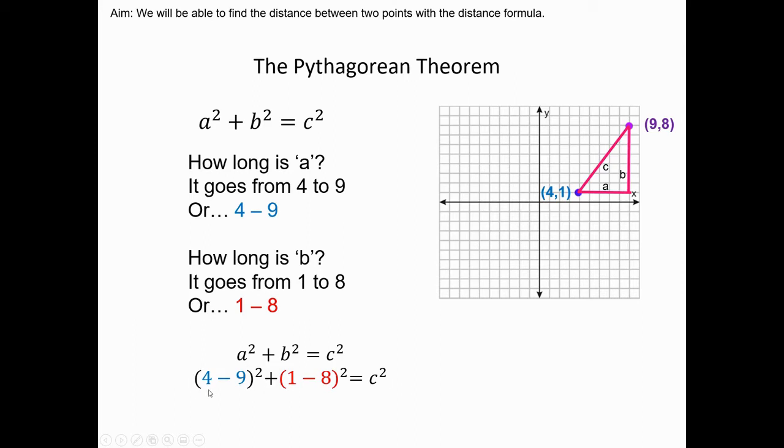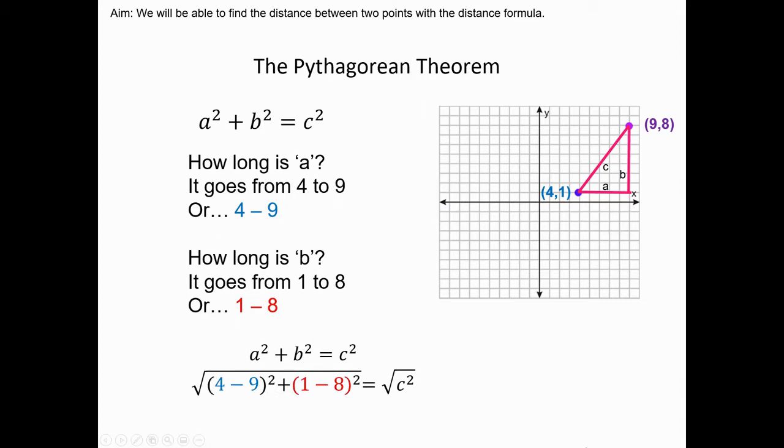Now, here's the thing. Let's say I'm not even going to simplify this yet. Our goal is to find C, right? And C is not by itself. How would I get rid of this squared next to the C? What's the opposite of squaring? Isn't the opposite of squaring square rooting?